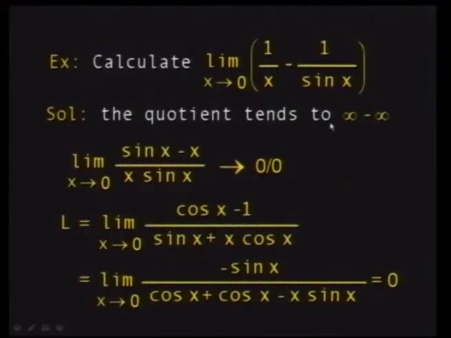Here you got a quotient infinity minus infinity when x tends to 0. So what you do, you can have an equal denominator, and you can put it in a form which is 0 over 0. Again, since it's 0 over 0, you can apply L'Hopital. All you have to do is that you differentiate, and you finally obtain the limit equal to 0.